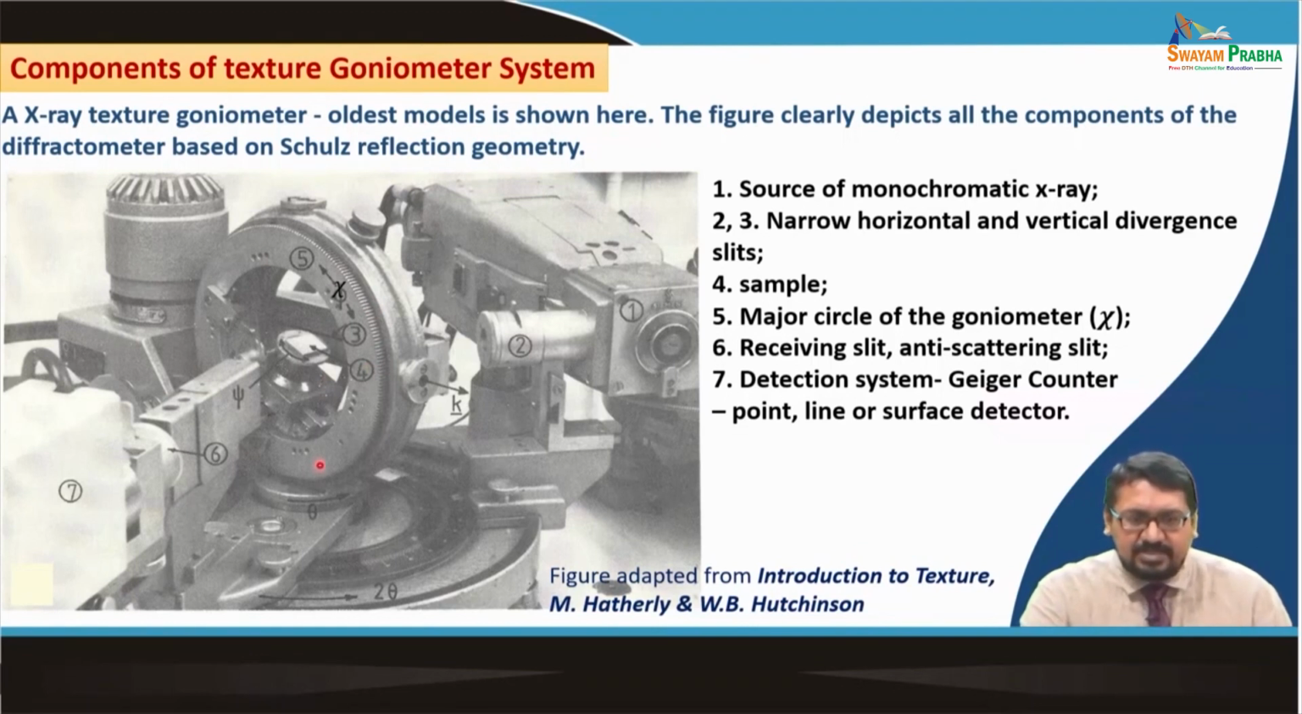Zeta rotation is there, and if the X-ray beam hits the sample and diffracts, it goes to the detector here. The detector system could be a Geiger counter, and nowadays it could be a point detector, a line detector, or a surface detector, right. Before it goes to the detector, it has to pass through the receiving slits and anti-scattering slits, so that the width of the beam reduces.